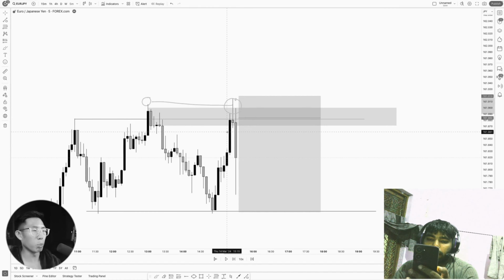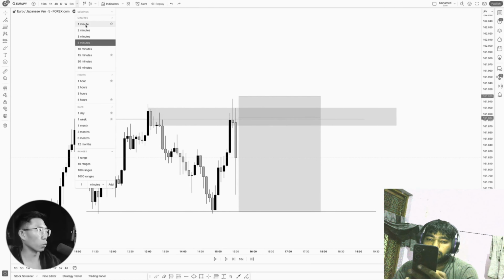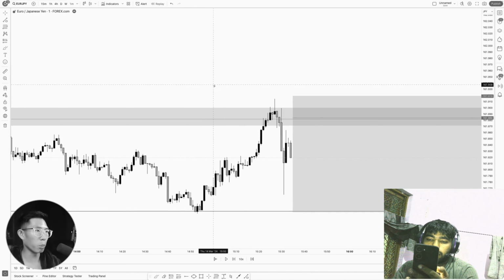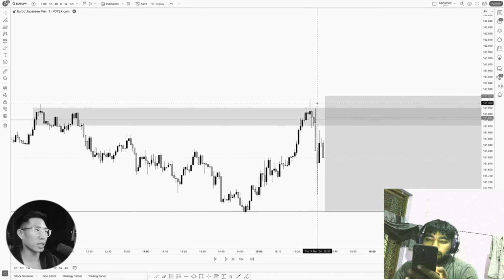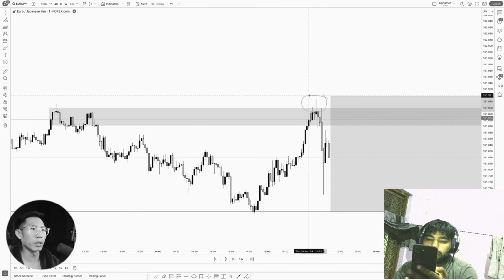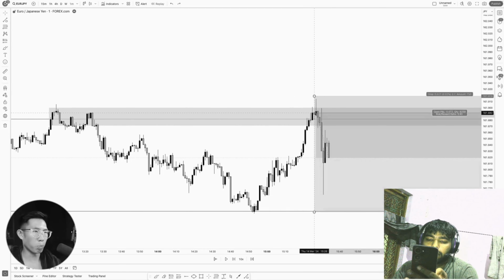So when price is breaking past this liquidity zone that we have right here, I wouldn't be really worried. If you go down to the smaller time frame, you realize that price is just simply sweeping the liquidity above these highs right here. So if you want a much better entry, you could have probably entered somewhere right around here, right after this liquidity sweep happened.